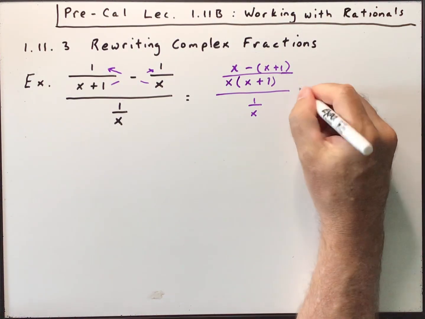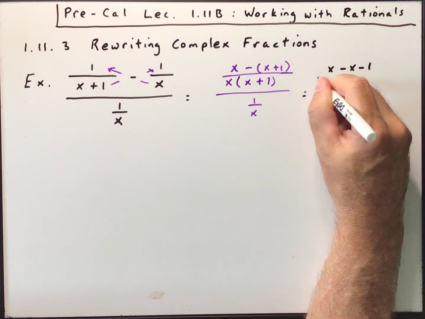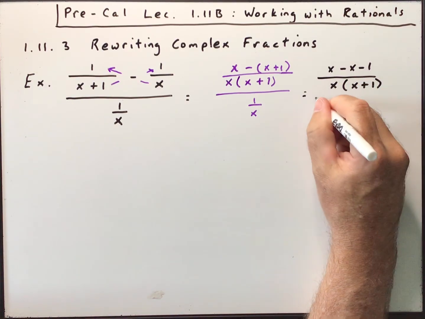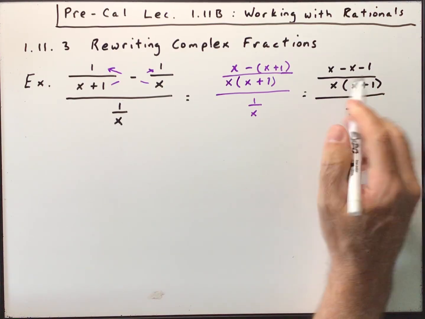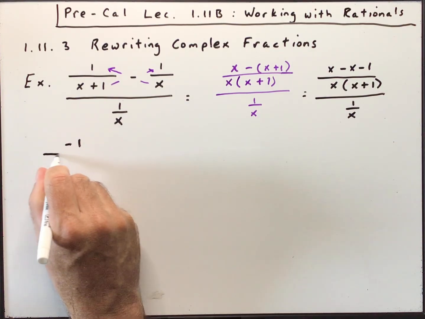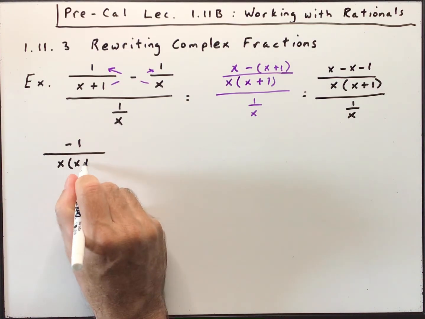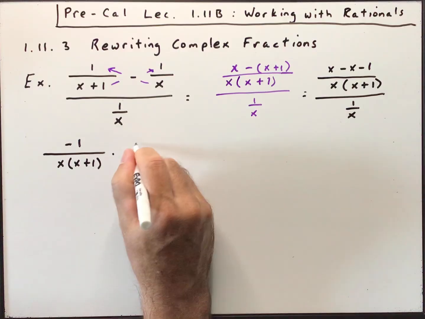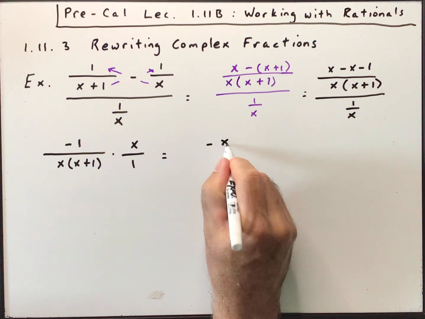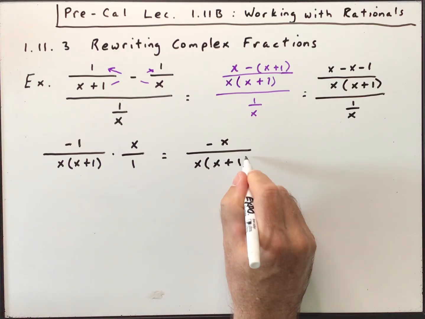Okay, let's go ahead and make this x minus 1 over x times x plus 1, over 1 over x. And then x minus x, you're just left with negative 1. All right, the x's cancel, over x times x plus 1. And now I'm going to flip and multiply, so times x over 1. So now I've got negative x over x times x plus 1.